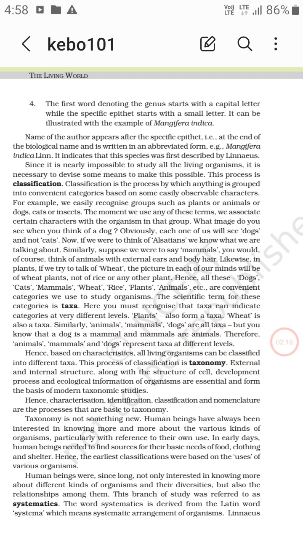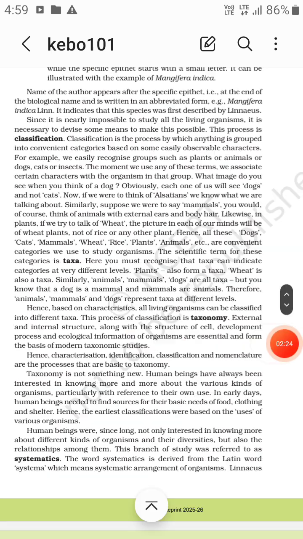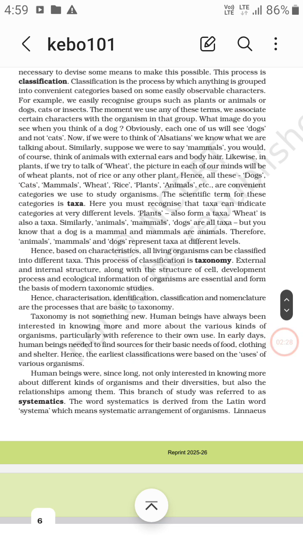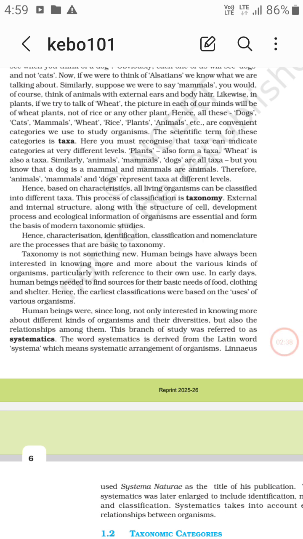Now, classification is the process by which anything is grouped into convenient categories based on some easily observable characters. Mammals with external ears and body hairs; dogs, cats, mammals, wheat, rice, plants, animals are convenient categories. These are taxa. Then taxonomy: characterization, identification, classification, and nomenclature are the processes that are basic to taxonomy.